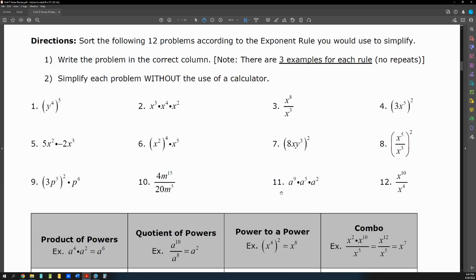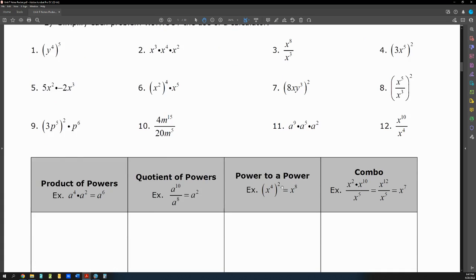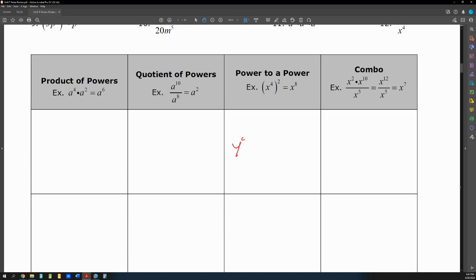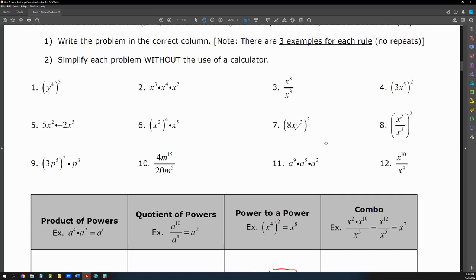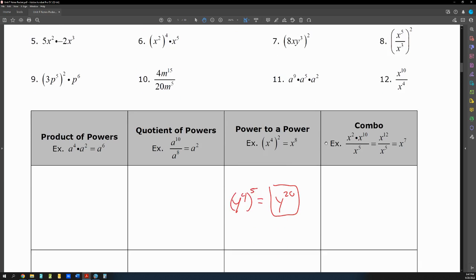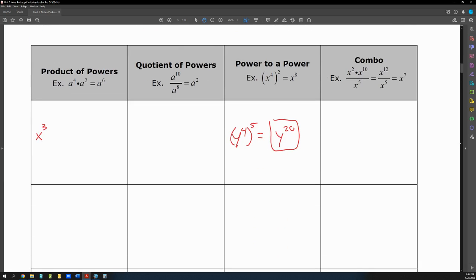So number 1, we have y to the 4th to the 5th. This here is a power to a power, or the power rule. So let's go ahead and put that here. Y to the 4th to the 5th, and that's equal to y to the 4 times 5, or y to the 20th. Number 2, x cubed times x to the 4th times x squared. This is our product rule. So let's go ahead and sort that here. And for the product rule, we add the powers. So 3 plus 4 plus 2 is equal to 9. So we have x to the 9.